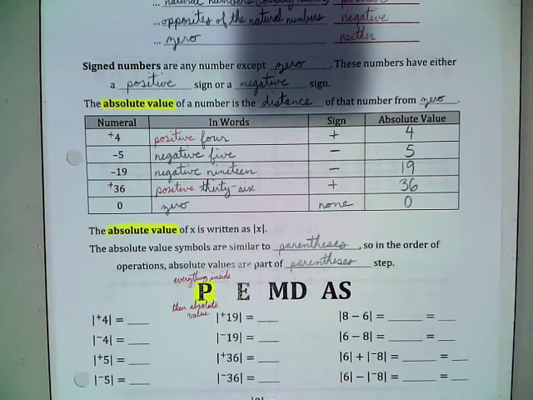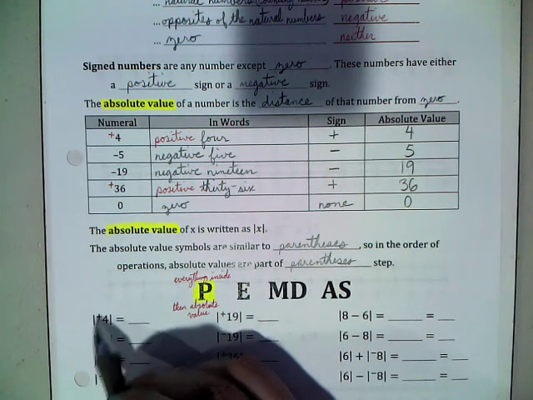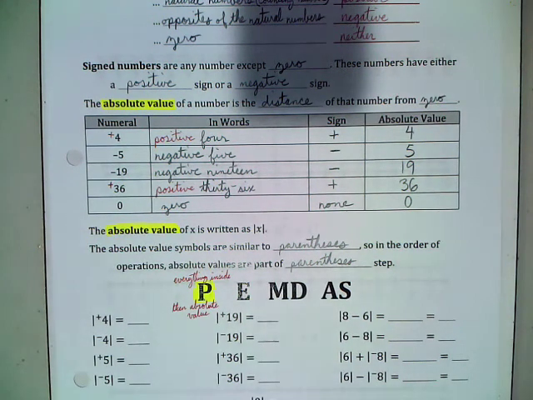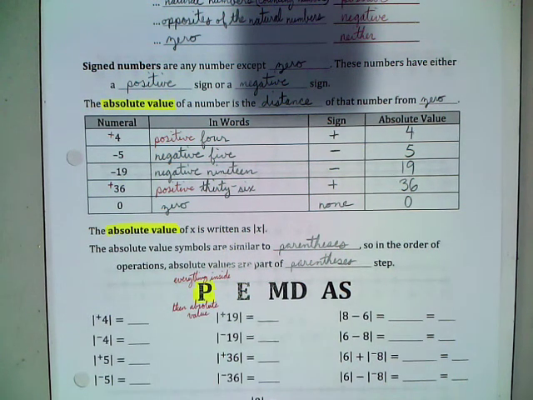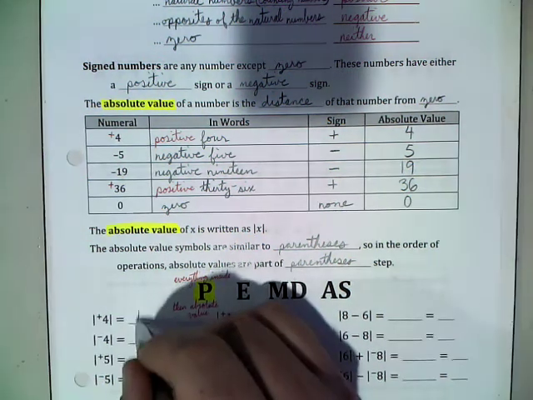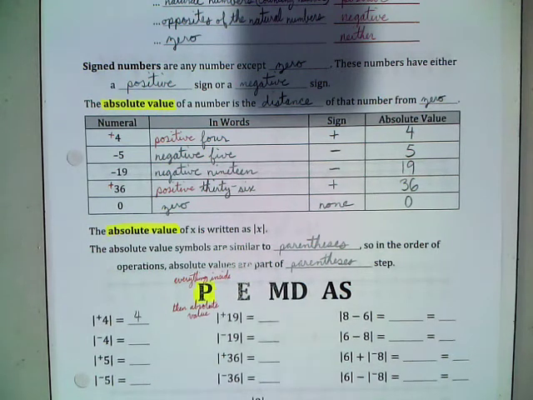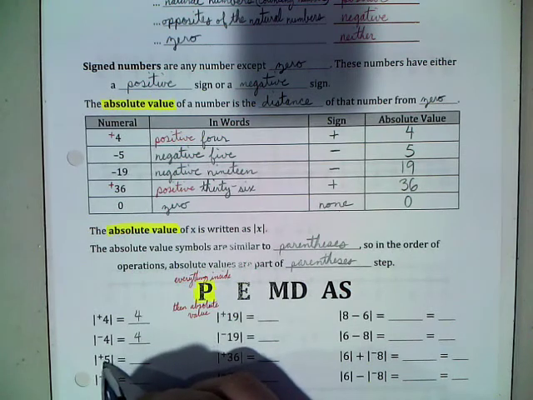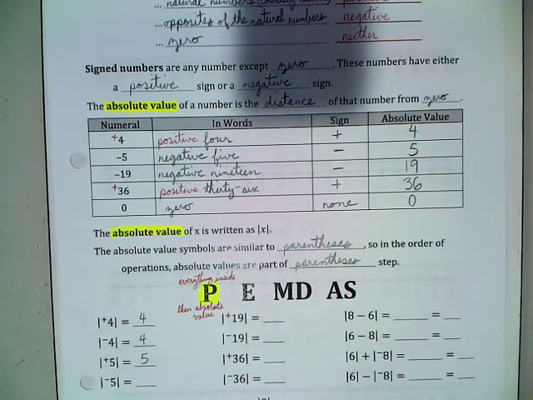Here we go. Absolute value of a positive 4. Now normally we don't have to write that positive 4. I chose to put it in just to emphasize it today. So absolute value of positive 4, how far away is 4 from 0? Well, it's 4 units away. Absolute value of negative 4, how far away is negative 4 from 0? It's 4 units away. Absolute value of positive 5, how far away is positive 5 from 0? 5 units away.